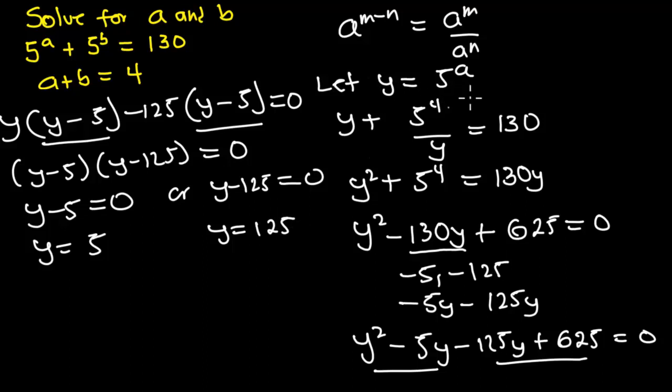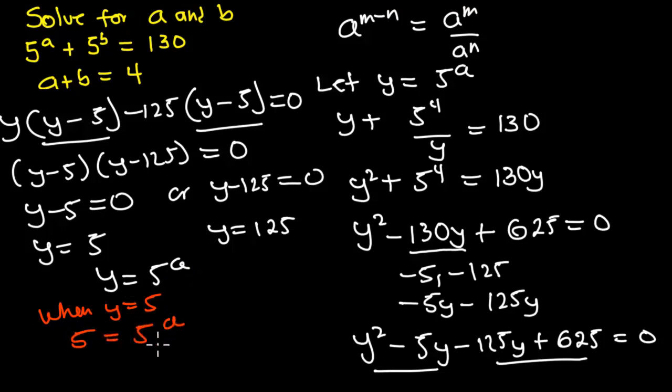But don't forget, we let y be equal to 5 to the power a. And so to be able to find the value of a, we are going to depend on these values of y. Now when y is equal to 5, what are you getting for a? I'm going to have 5 equal to 5 to the power a. And don't forget, this is to the power 1. Since the bases are the same, you equate the exponent, and so a will be equal to 1.